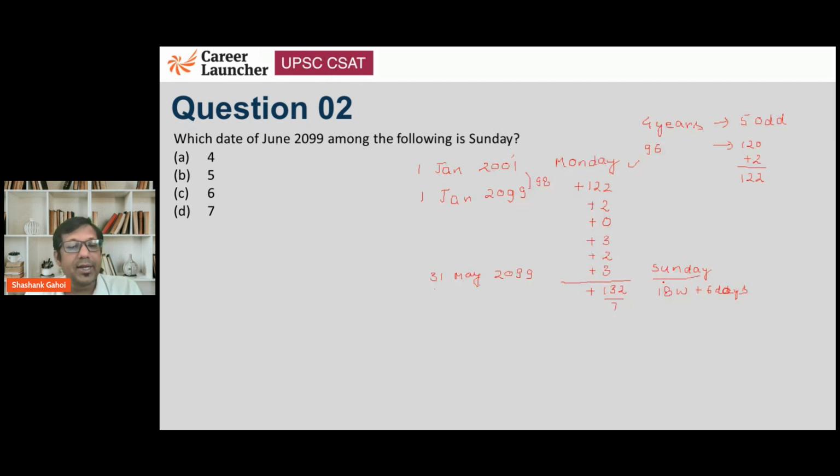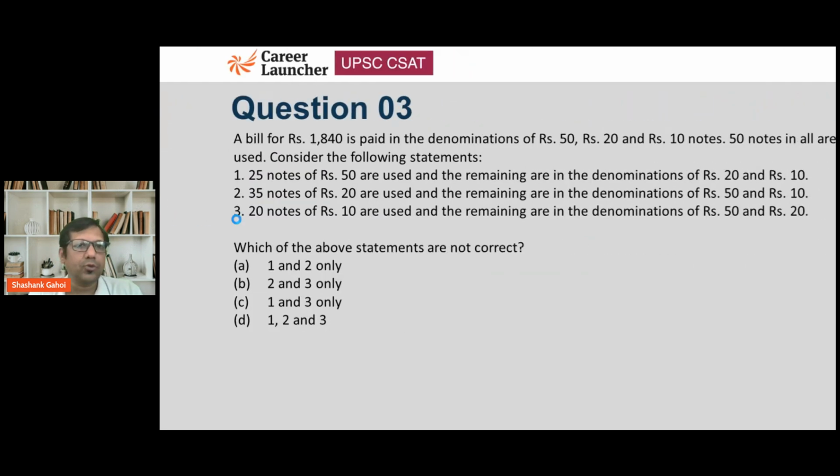So the next Sunday is going to be 7 days after 31st May, or I would say 7th June. So the answer of this question is going to be option D, that is 7th June. Okay, now let's move on to the next one.